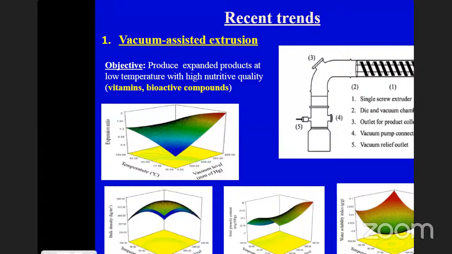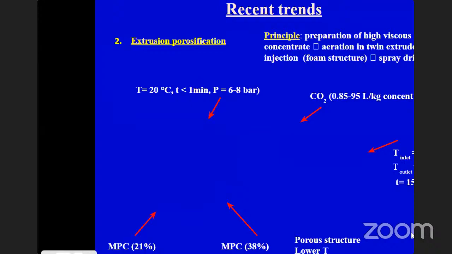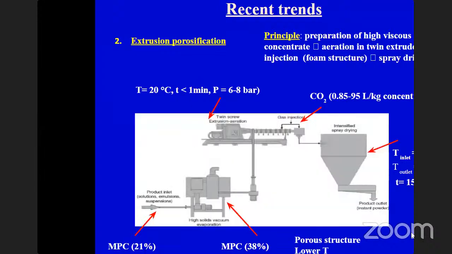The second trend is extrusion puffing. This technique is based on foam formation in a highly viscous concentrate. The foam is formed by injection of gas such as CO2. The viscous concentrate is extruded at low temperature, about 20 degrees, and at low pressure, about 6 to 8 bar. Then the gas is injected and the aerated concentrate is then spray dried at different temperatures.